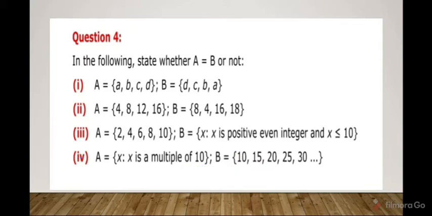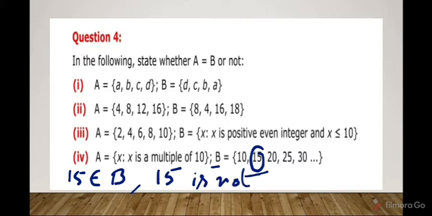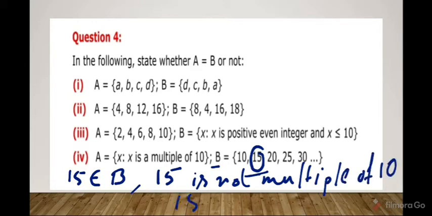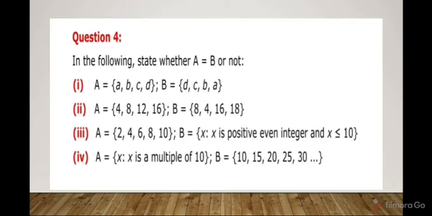But if you take the next element 15, 15 belongs to set B, right? But 15 is not a multiple of 10. That's why 15 does not belong to A. That means you can see that 15 belongs to B, but 15 does not belong to A. That means the collection of elements is different for these two sets.